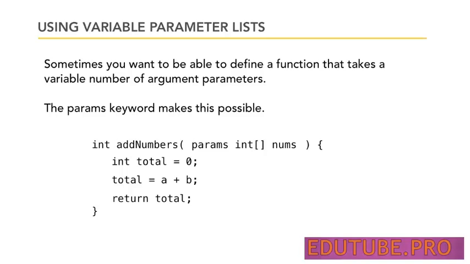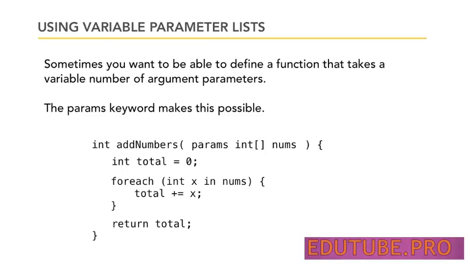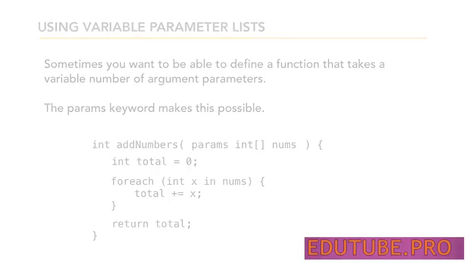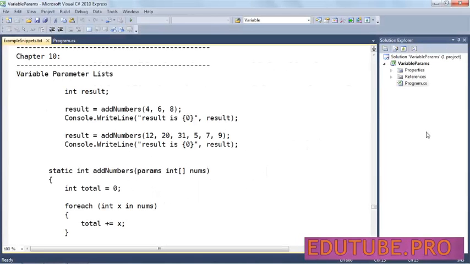Now, once I've done that, I can rewrite the body of this function from just adding 2 numbers to adding a whole bunch of numbers. And I would use the foreach construct to loop over each one of the integers in the nums argument that you see there in the parameter list, and just keep a running total. So let's jump over to the code and actually write this example and see it work.